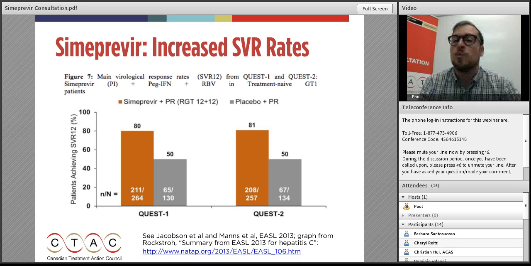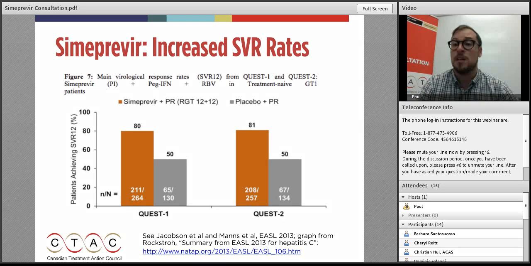And one of the things that we also saw, so it wasn't just that we had shorter therapy, the shorter therapy also led to increased rates of SVR, the sustained virological response, the functional cure for hepatitis C. This slide shows the results from the treatment-naive studies, Quest 1 and Quest 2. In Quest 1, 80% of people who took the Simeprevir-included regimen achieved SVR12, the primary endpoint, the measure of undetectable hepatitis C RNA at week 12 after therapy, and 81% in Quest 2, representing a 30 or 31% increase over standard therapy, the pegylated interferon and ribavirin. So, an encouraging increase in rates.